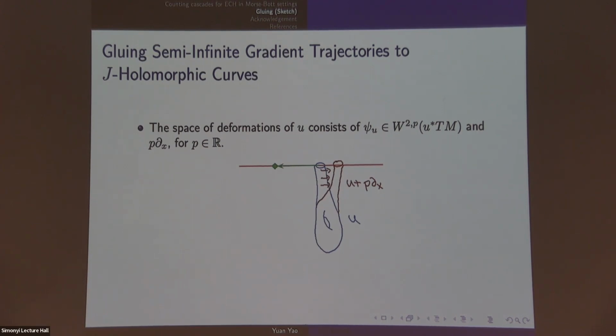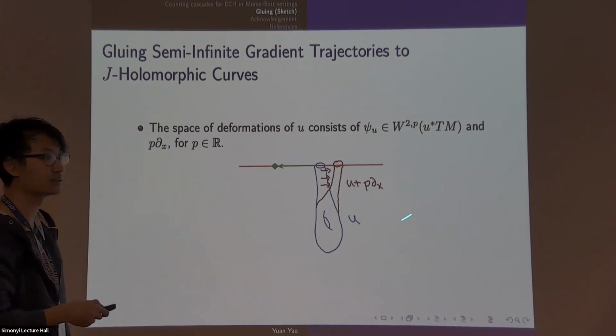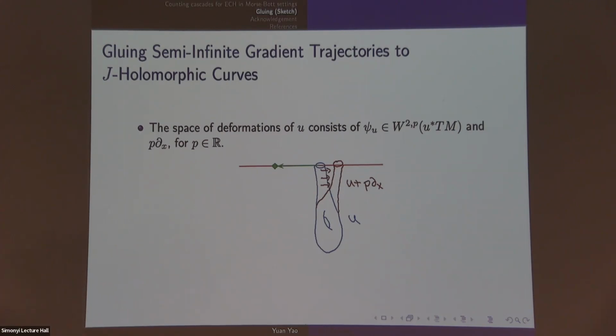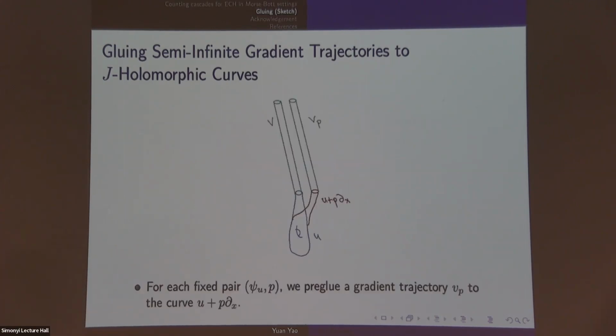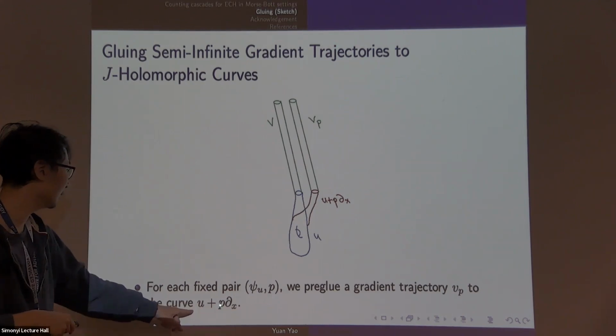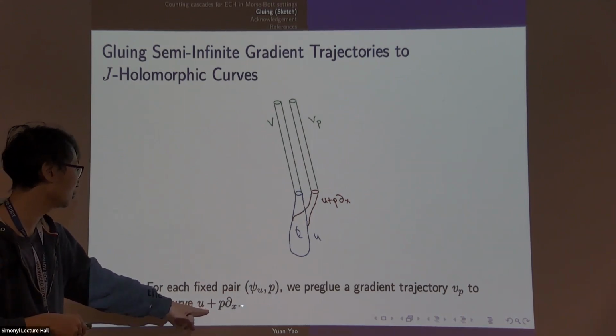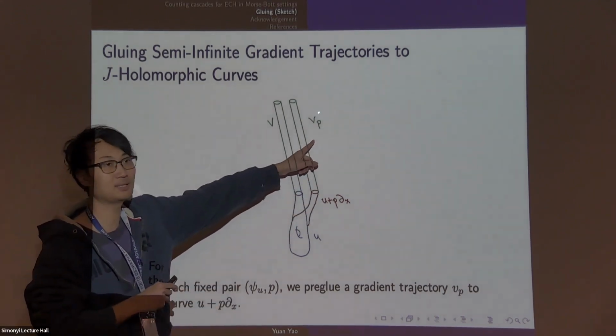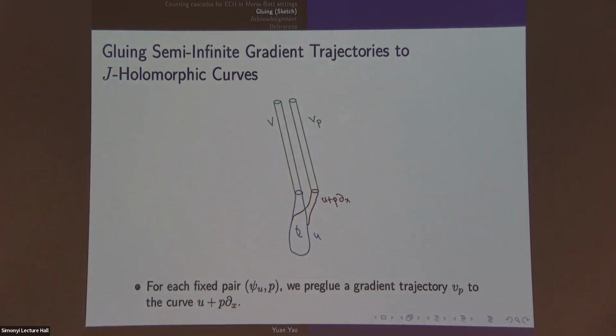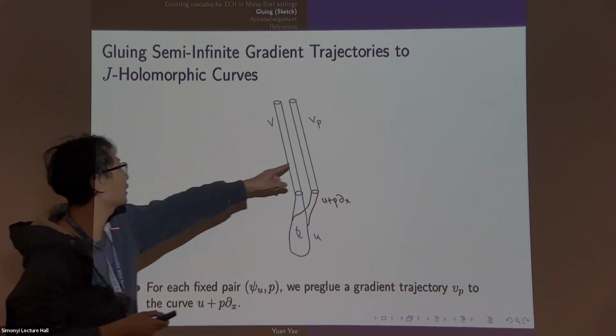So you kind of want to displace the orbit inside the Morse-Bott before you. Right, and these green cylinders in the next picture, those are not trivial cylinders. No, they're gradient trajectories, very long gradient trajectories. So after you fix a pair, you pre-glue a gradient trajectory U plus P to U plus P dx. I'll call this VP. So some part of VP is V, right? Eventually, this will catch up to V.